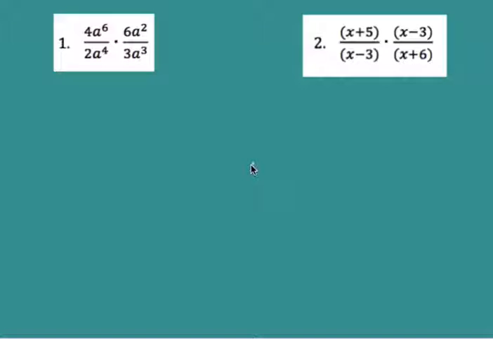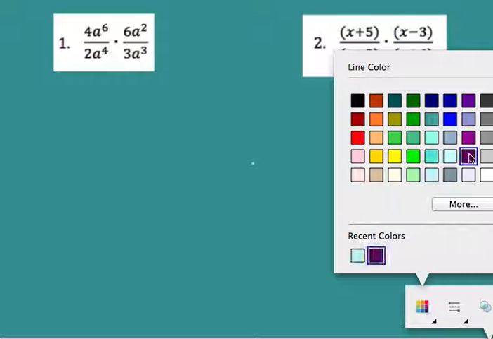Today we're going to be doing the Unit 9 Quiz 3 review. So we're doing what you need to get ready to take that quiz. So first of all, let's take a look at this one.